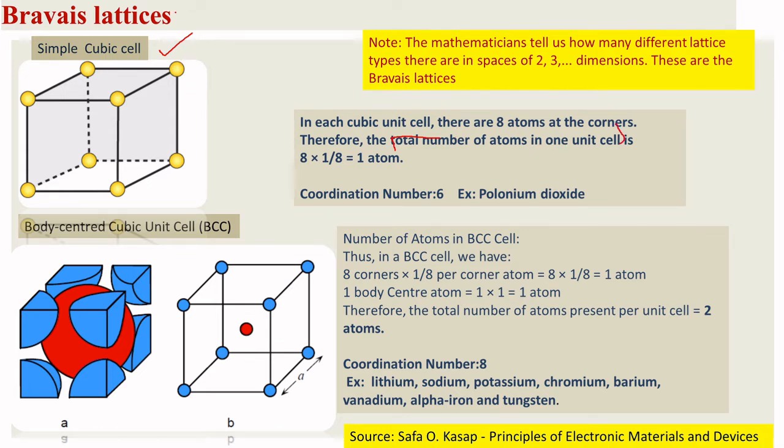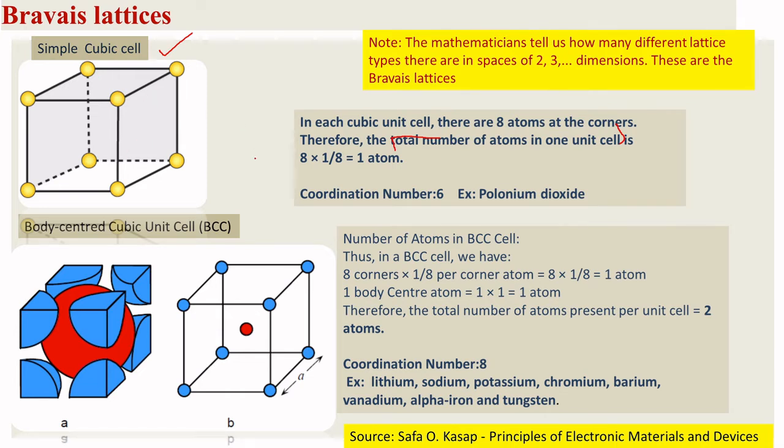You have a continuous periodicity. Please understand, this is only one cube. You have lakhs of cubes in the crystal. I have taken only one cube for your understanding. When you see the single cube, you can see you have 8 corners with 8 atoms.